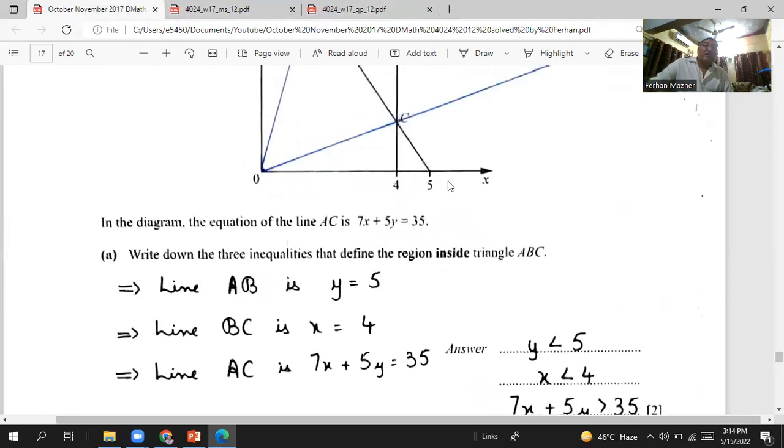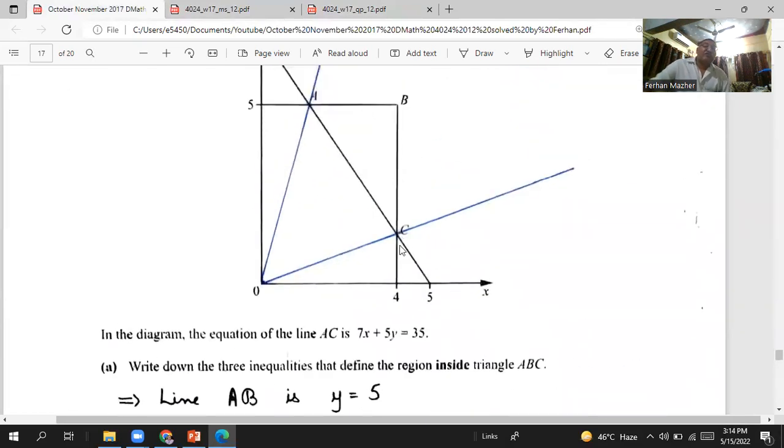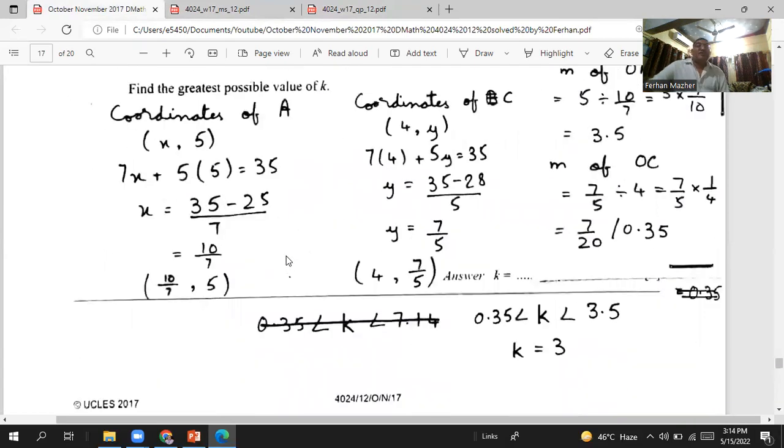If you want to find the C, I know the x value is 4 here. We don't know its y value, so I will use that equation. 7 into 4 plus 5y equals 35. So y will be 35 minus 28 divided by 5, which is 7 by 5. So the coordinates of the C will be 4, 7 by 5.